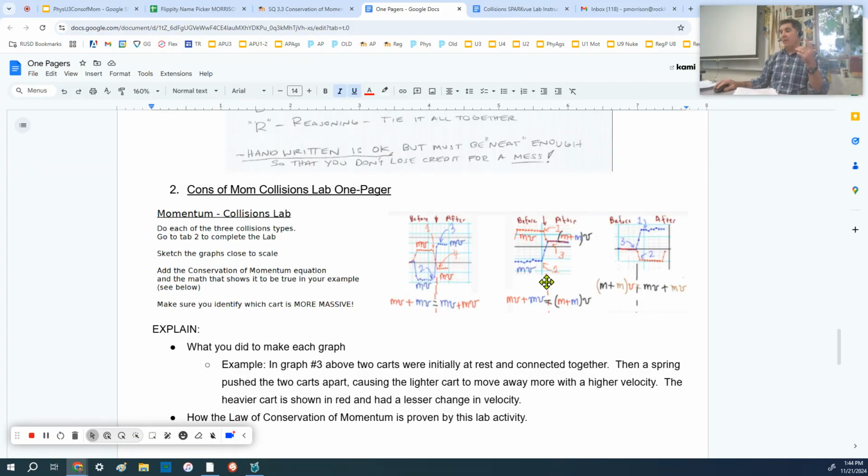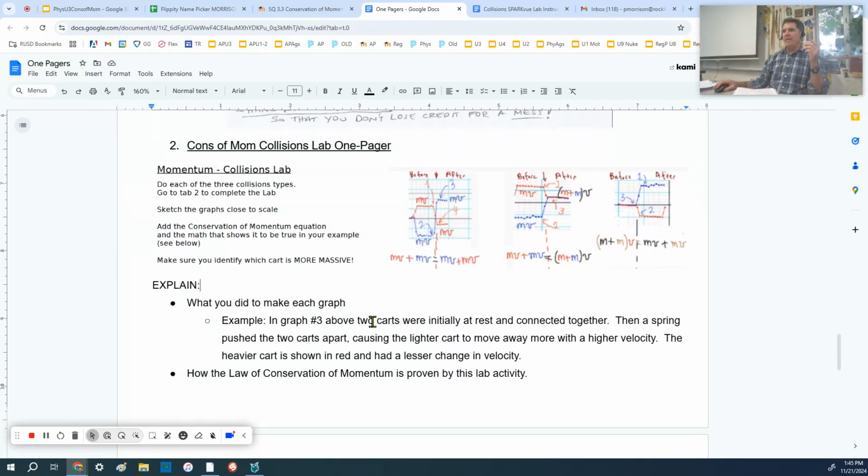Sketch the graph close to scale. I'll show you the graphs in a moment. Add the conservation of momentum equation and the math that shows it to be true in your example, which is the equations below it. Add the correct equation with the correct graph. Make sure you identify which cart is more massive, and then explain what you did to make each graph.